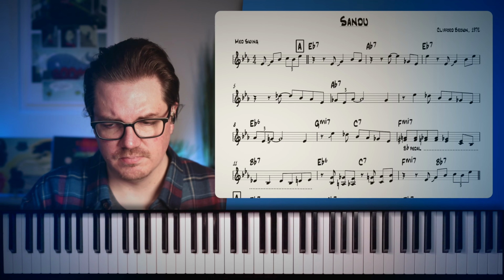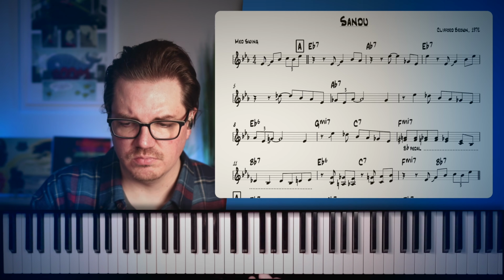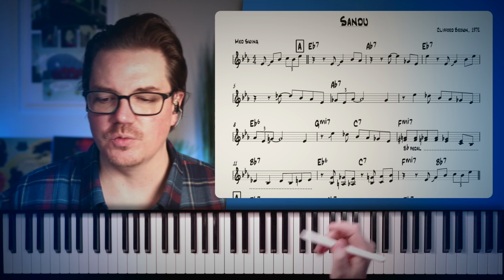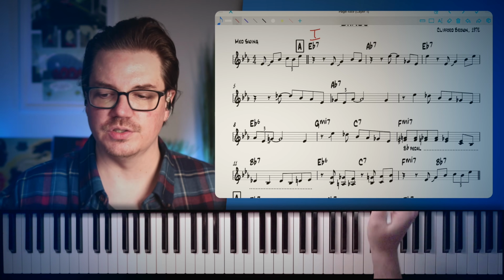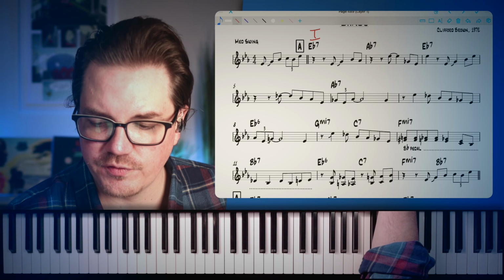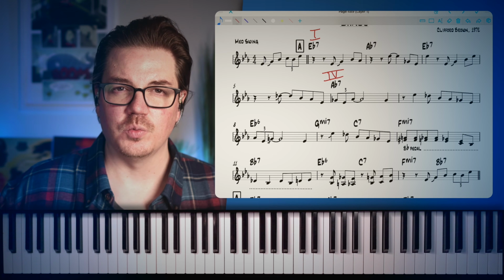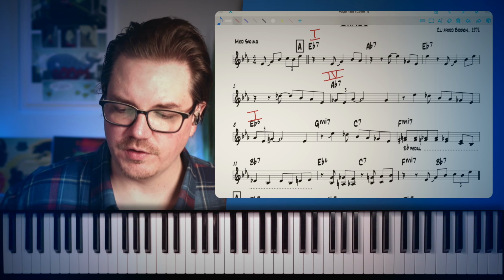Let's look at this tune, Sandu. The tune Sandu is in the key of E flat. So we got to kind of reset. E flat is our 1 chord. Remember, we were on the 1 chord for 4 measures. 1, 2, 3, 4, and then we get to the 4 chord here. So far, so good. Our 4 chord is A flat. That makes sense. We're on the A flat for 2 measures, then we come back to the 1 chord for 2 measures. So far, doing okay.